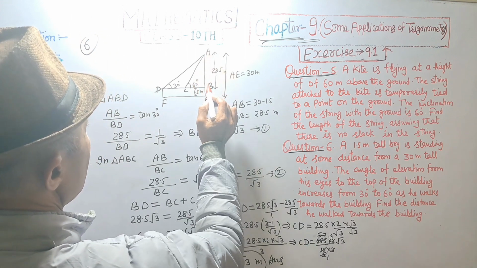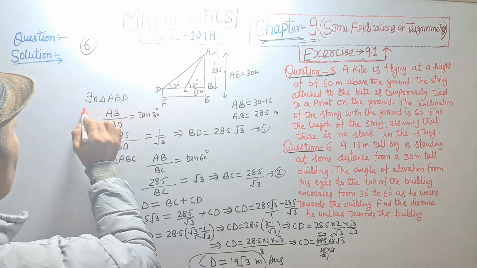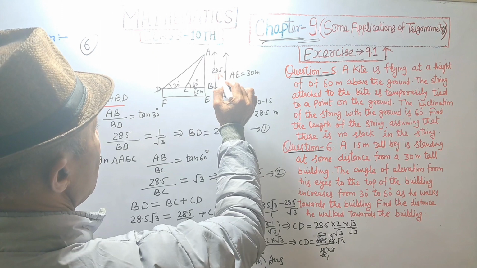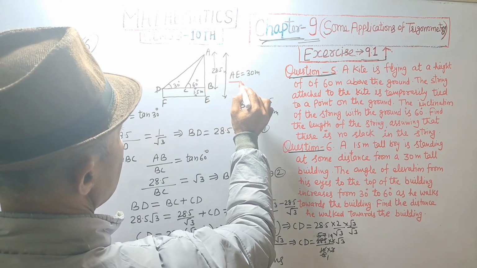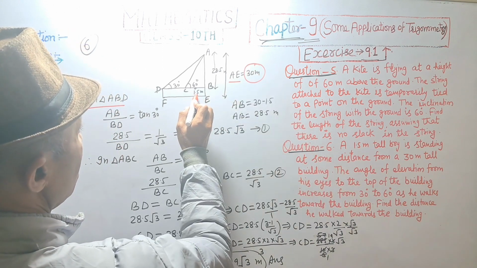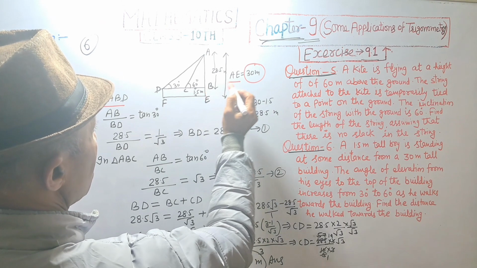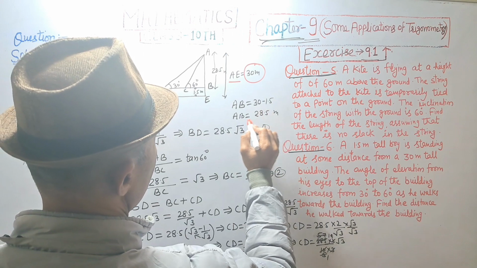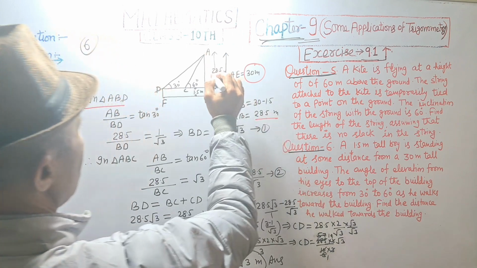In triangle ABD, AB is equal to 28.5. Total height we have AE, that is 30 meter, and the 1.5 meter tall boy BE. We subtract 30 minus 1.5, that is AB is equal to 28.5 meter.